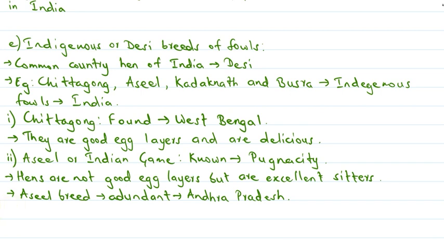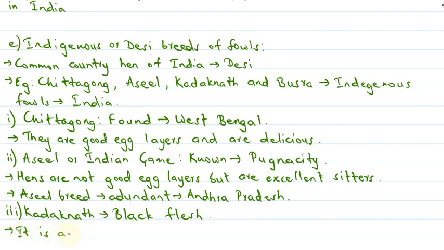Okay, then we will be talking about the Kadaknath. So it is a fowl with black flesh. It has black flesh. Alright. So where is it abundantly found? It is abundant in Madhya Pradesh.